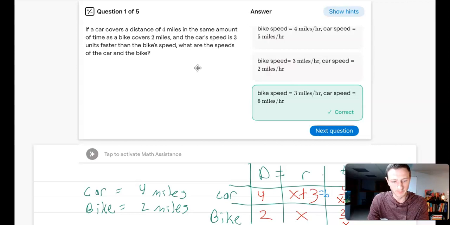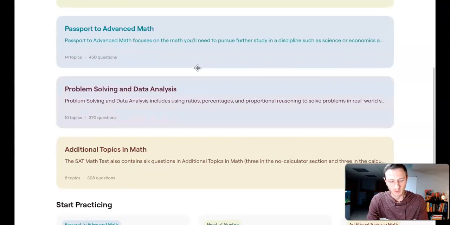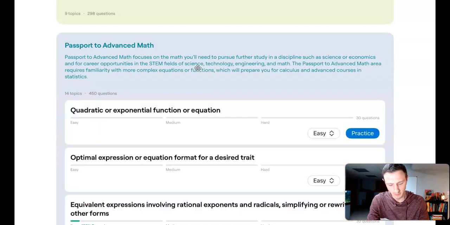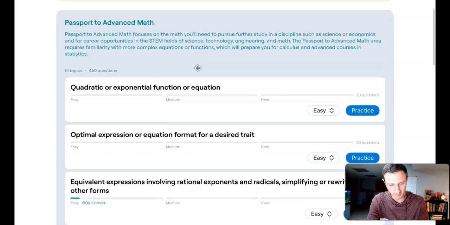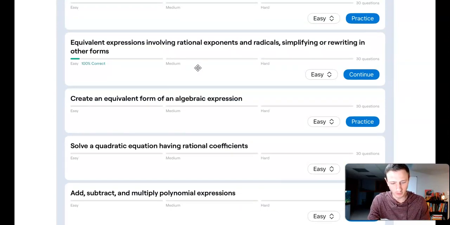Last one. I picked topic or category 2, passport to advanced math. And then question number 5. Let's see. 1, 2, 3, 4, 5. Solve a quadratic equation having rational coefficients. Oh boy. Hard.